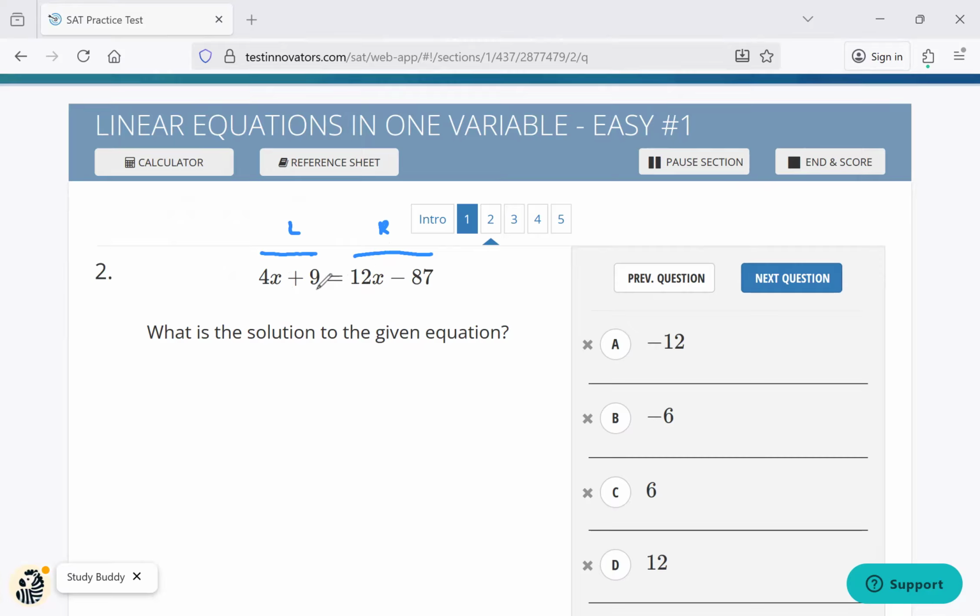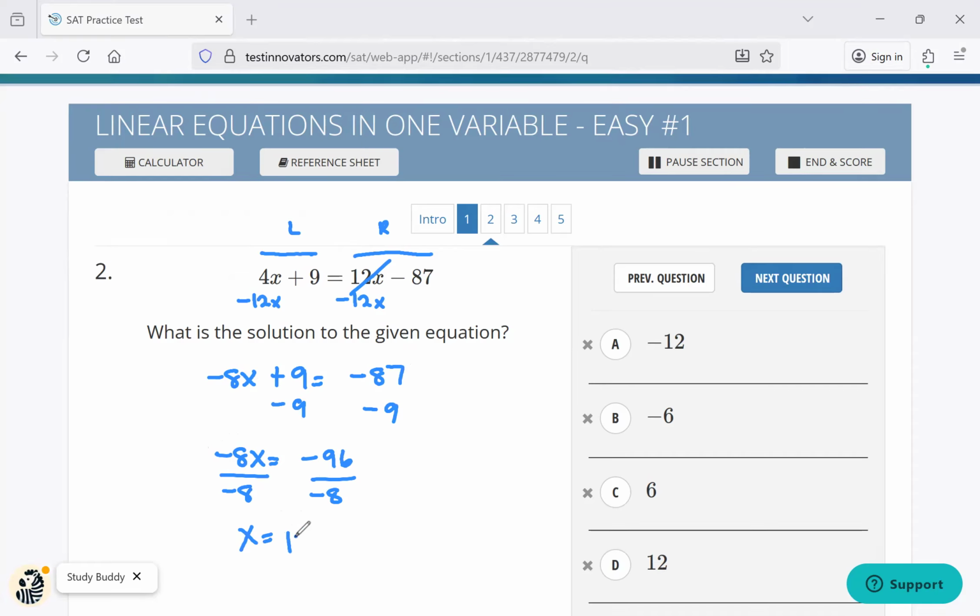So the next thing I would do is get all the letters on one side and all the constants on one side. It doesn't matter what you do first. I'm going to start with the variables. I'm going to move that 12x to the left by subtracting 12x. So 4x minus 12x is negative 8x plus 9, and this equals negative 87. Solve for x. I'm going to subtract 9, so negative 8x equals negative 87 minus 9, which is negative 96. Divide this by negative 8. What's negative 96 divided by negative 8? It's definitely positive 12. So that's how I solve this two-step equation.